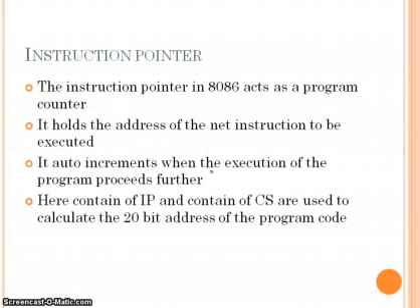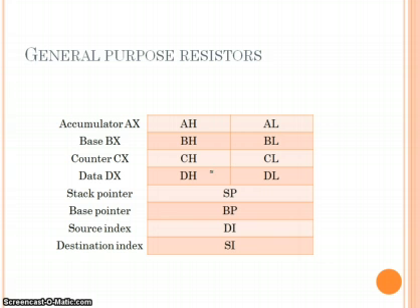The instruction pointer is nothing but the program counter of 8086, which holds the address of the next instruction to be executed by the microprocessor. It also gets auto incremented as execution of the program proceeds further. The 20-bit address of the program code can also be calculated with the help of the instruction pointer and the contents of the code segment register.